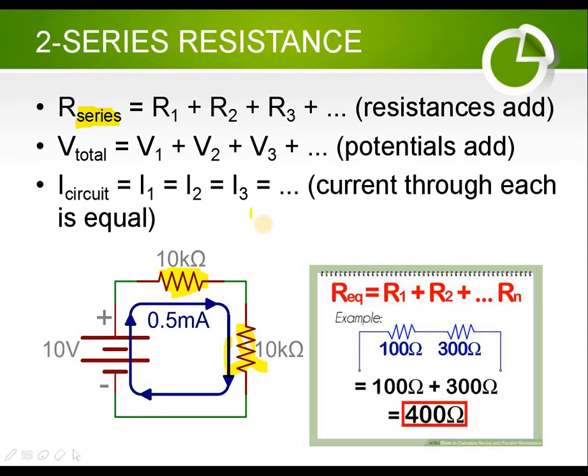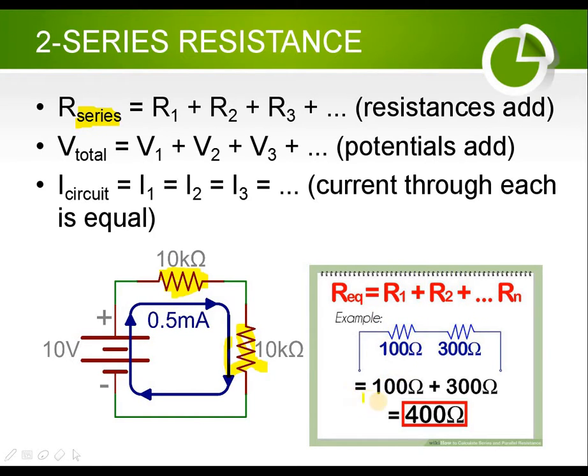So remember one thing more carefully: the current remains the same in series resistance, while in parallel, the voltage remains the same, as I will show you in the next slide. Okay, here is a simple example of the equivalent resistance. For example, there are two resistances.